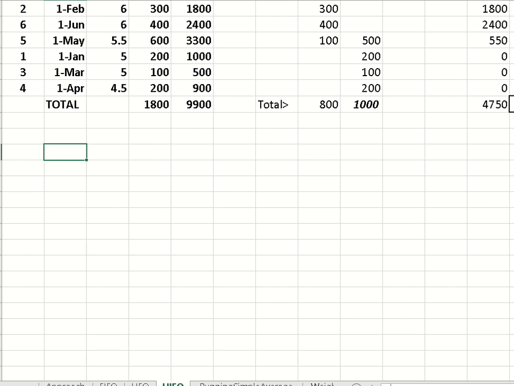So the remaining stock of 1,000 units has a value of 5,150.